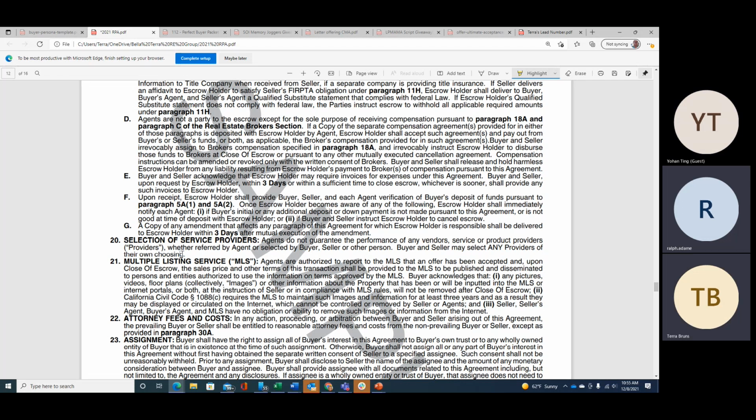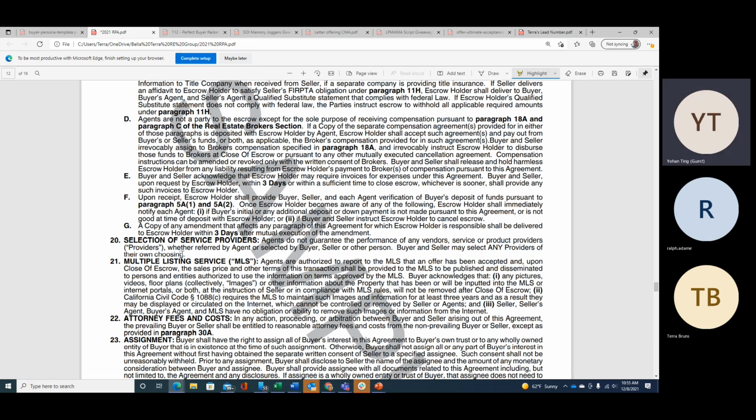Oh, this next one is really, really important. The MLS, the multiple listing service. Johan, you want to read this? Agents are authorized to report to the MLS that an offer has been accepted, and upon close of escrow, the sales price and other terms of this transaction shall be provided to the MLS, to be published and disseminated to persons and entities authorized to use the information on terms approved by the MLS.